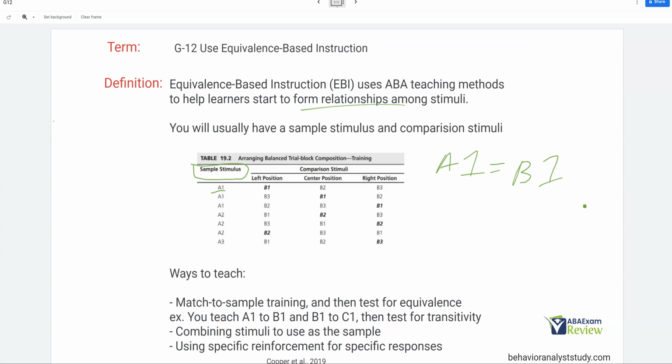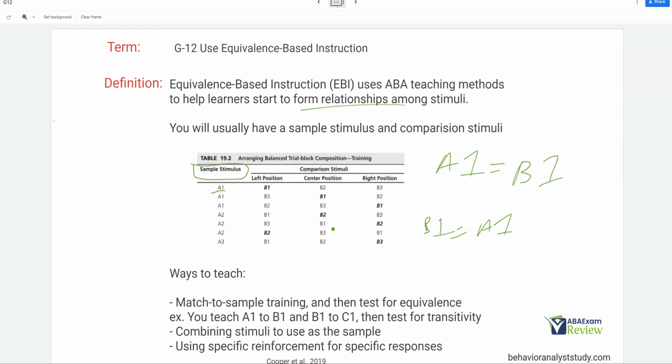Now, if we want equivalence, we want B1 to equal A1 without teaching. And that's equivalence. That's how we teach stimulus equivalence. It's as simple as that. It's relationships between stimuli. I have a green card and a green crayon. I want to teach those are similar. And then the reverse, I want that to be derived.